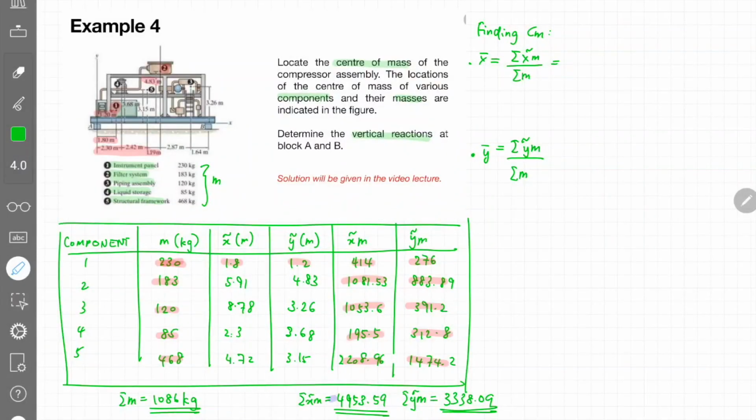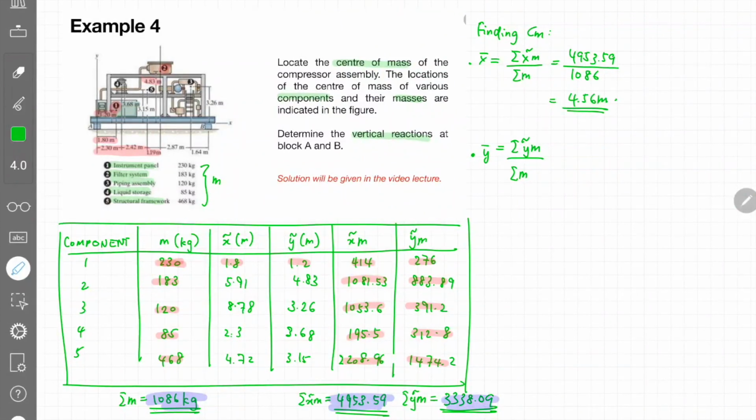Based on the formula that we have drawn out earlier, x bar is equivalent to the summation of x curve multiplied with m, which is 4953.59, divided by the summation of mass of 1086. Use your calculator and get the x bar to be 4.56 meter.